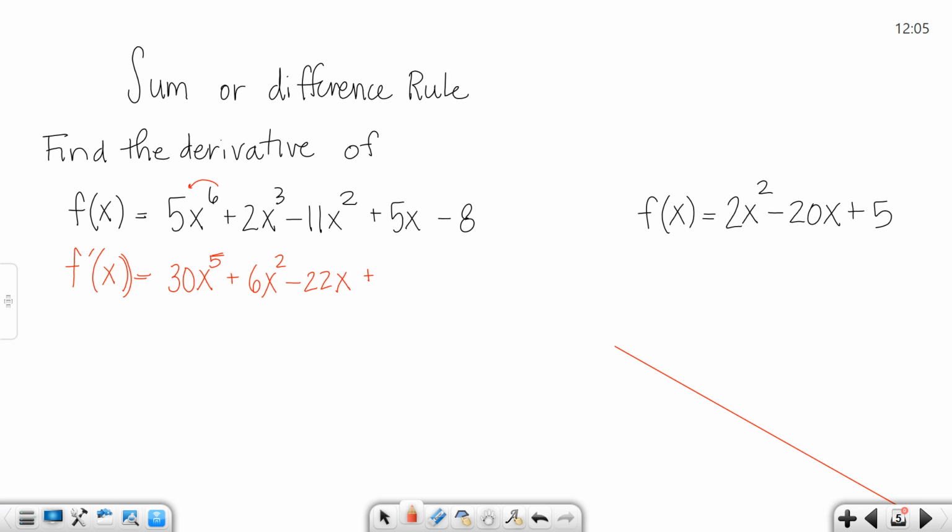Moving on along, I have a 5x. Remember, 5 is that derivative. And looking at the last one, that's a constant. The derivative of a constant is just 0. So cleaning this one up, we would have 30x to the 5th plus 6x to the 2nd minus 22x plus 5. And that's how it would look.